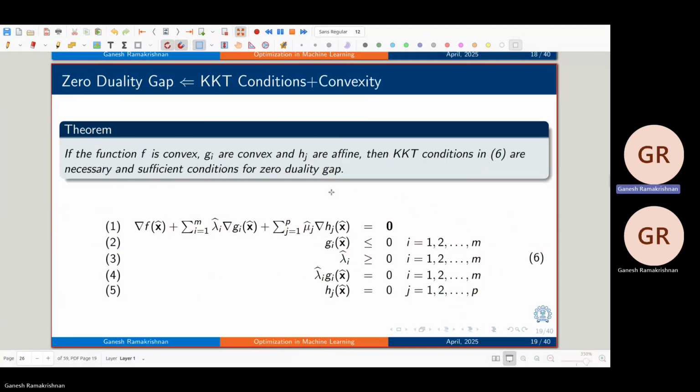So if you had KKT conditions and convexity, then you have zero duality gap. This is the sufficiency. If the function f is convex, the gi's are convex, and the hj's are affine. When I say hj is also convex, minus hj is also convex, what does that mean? If I'm going to use hj greater than or equal to 0 and minus hj greater than or equal to 0, basically affine. So if the hj's are affine, gi's are convex, f is convex, then the KKT conditions are not only necessary, but also sufficient. Is this clear?